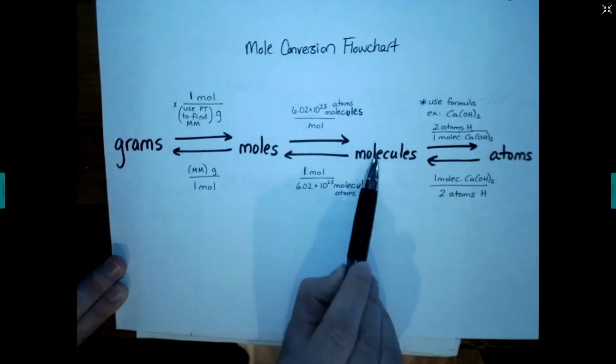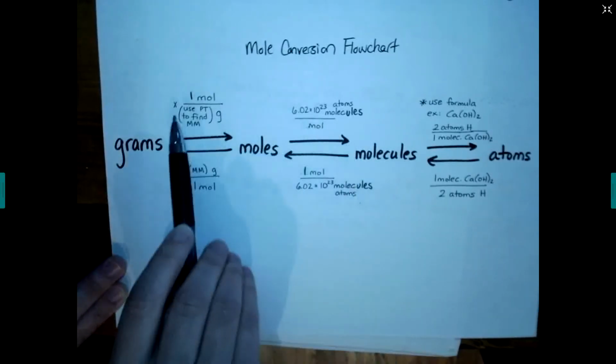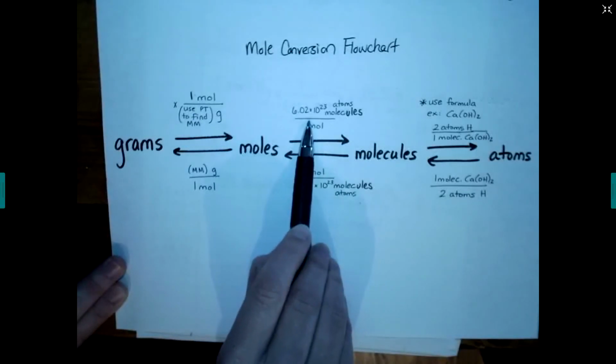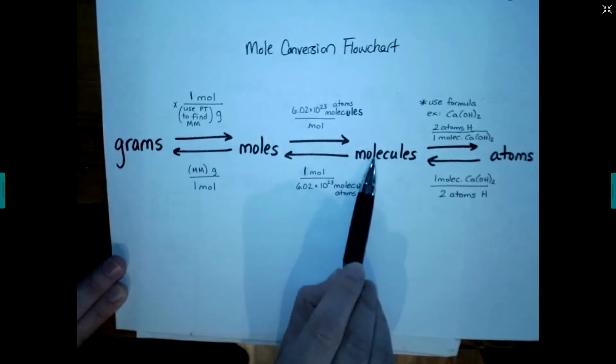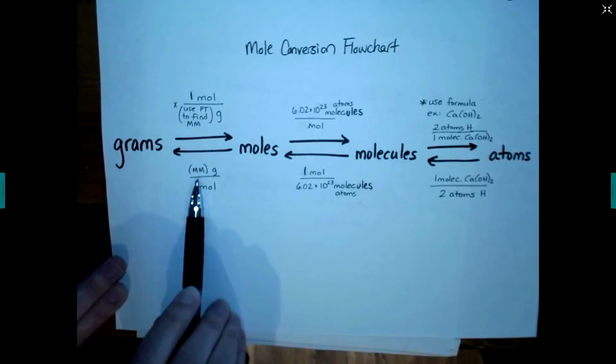So if you're going from grams to molecules, you have to follow both of these top arrows. So first you would divide by the molar mass, then you would multiply by Avogadro's number. If you're going in reverse, molecules to grams, first you have to divide by Avogadro's number and then multiply by the molar mass.